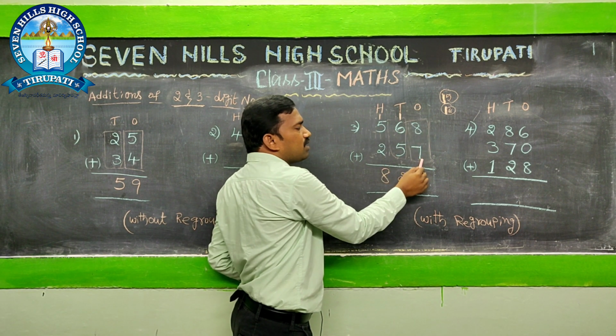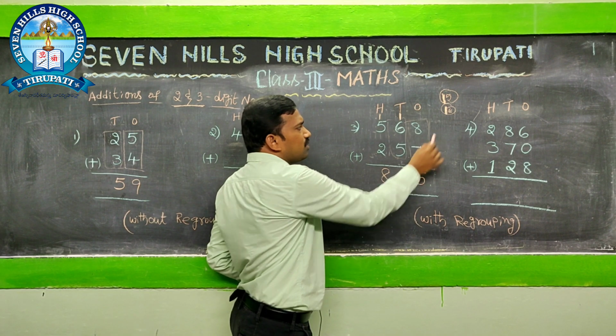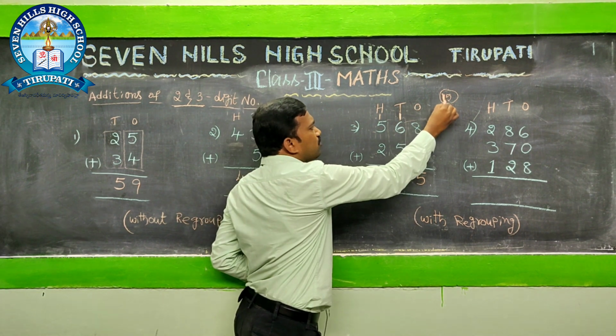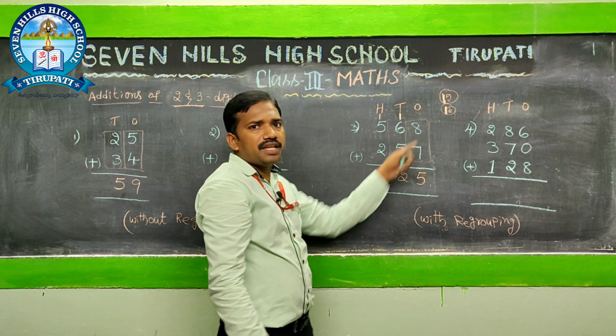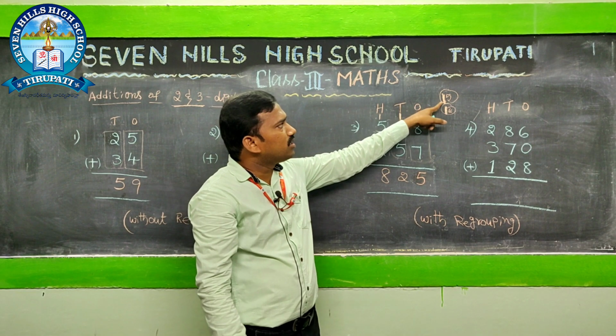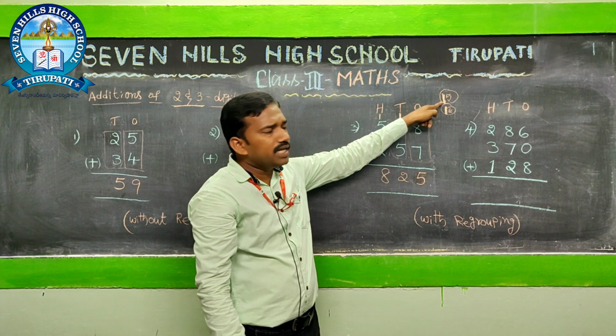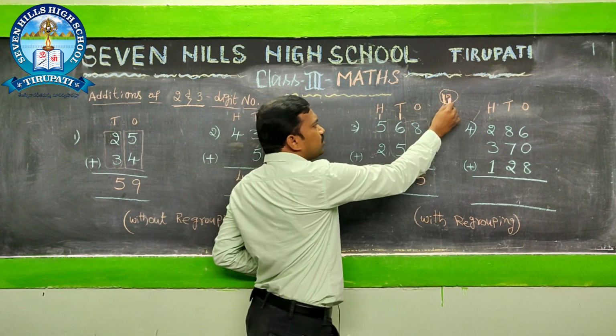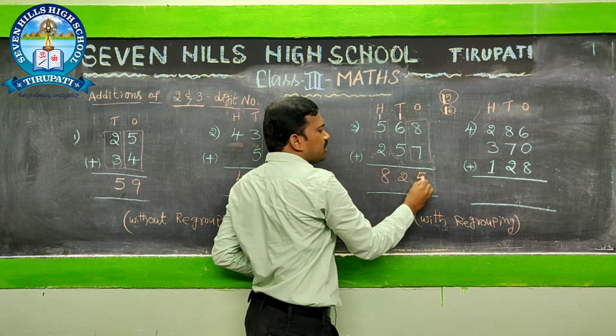8 plus 7 becomes 15. 15 is a 2-digit number, so carry over 1 to the tens column. Here the tens place is 1, right? That one carries to the tens column. And the ones place 5 is there, that you write here.